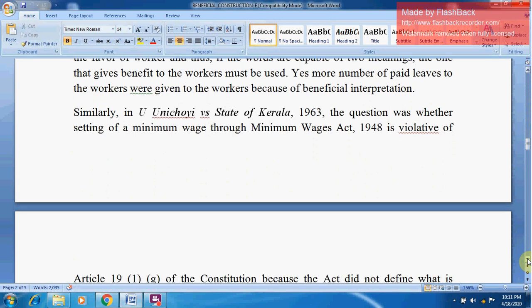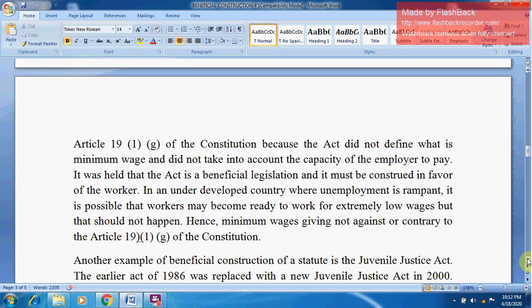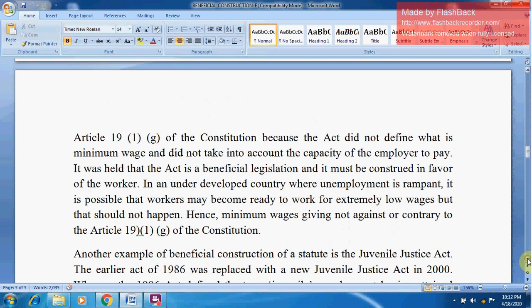Similarly, in the case of Unichoi versus State of Kerala, the question was whether setting of a minimum wage through the Minimum Wages Act 1948 is violative of Article 19(1)(g) of the Constitution, because the Act did not define what is minimum wage and did not take into account the capacity of the employer to pay. It was held that the Act is a beneficial legislation and it must be construed in favor of the workers. In an underdeveloped country where unemployment is rampant, it is possible that the workers may become ready to work for extremely low wages, but that should not happen. Hence, minimum wage fixing is not contrary to Article 19(1)(g) of the Indian Constitution.